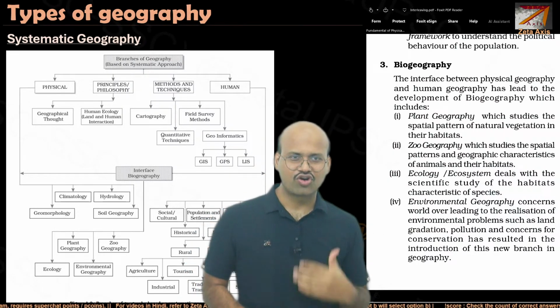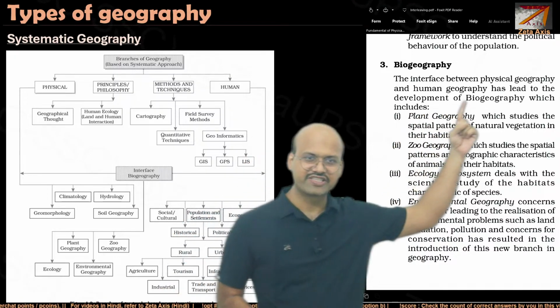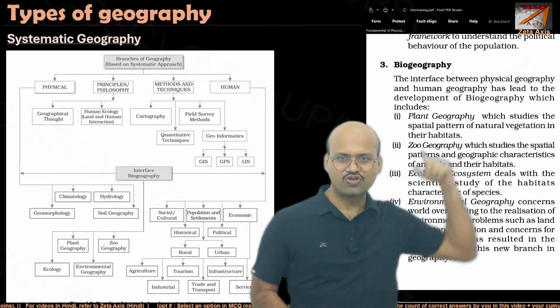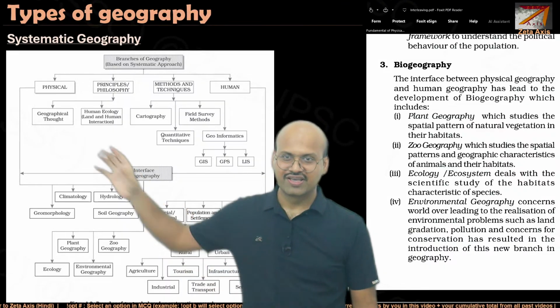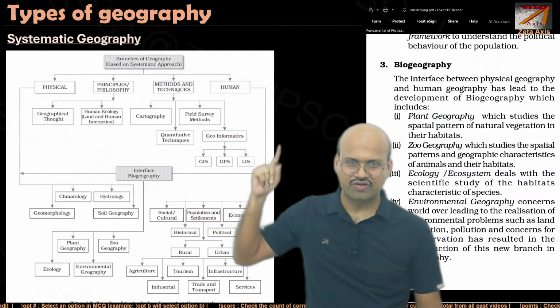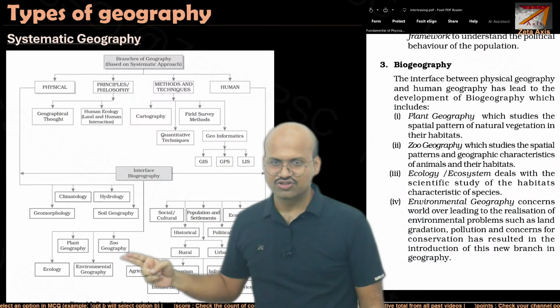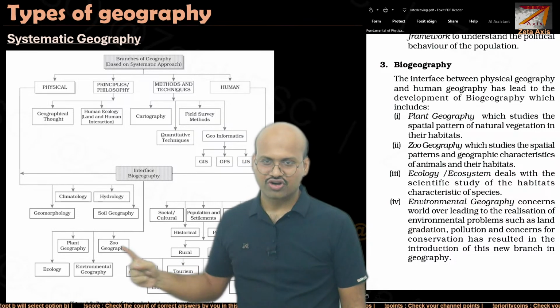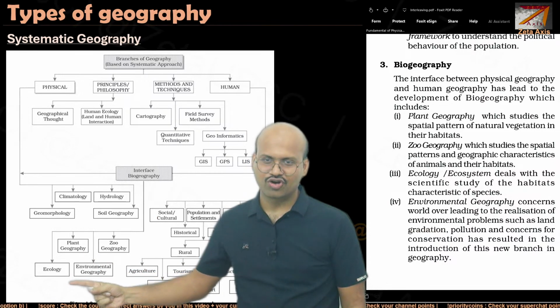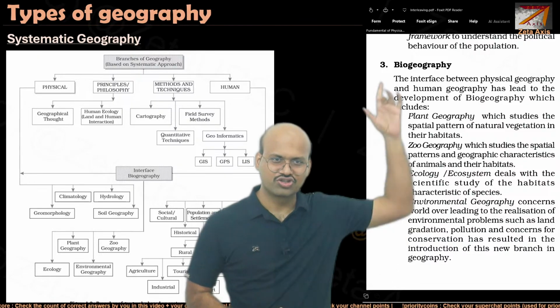Then there is a field called biogeography, which is the interface between physical geography and human geography. You can see the interface: biogeography. Here is physical geography, here is human geography, and at the interface of these two, it is classified: zoo geography, plant geography, ecology. So this is what biogeography is.